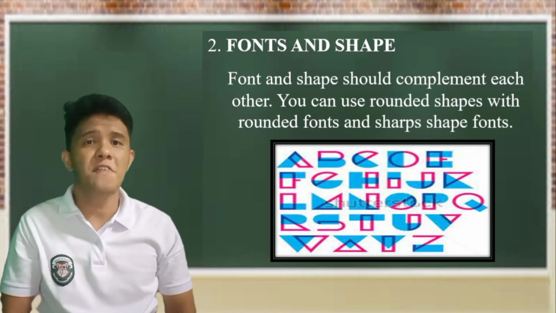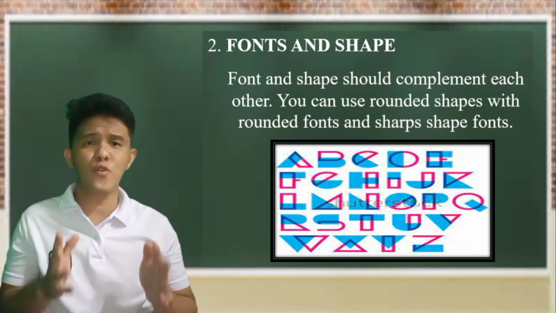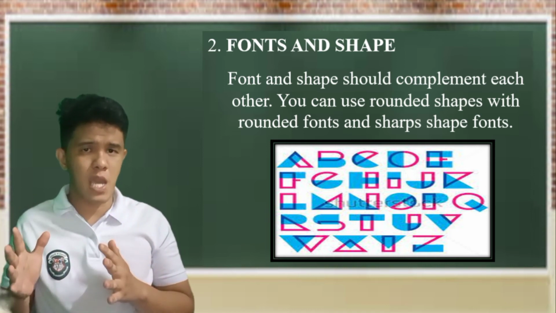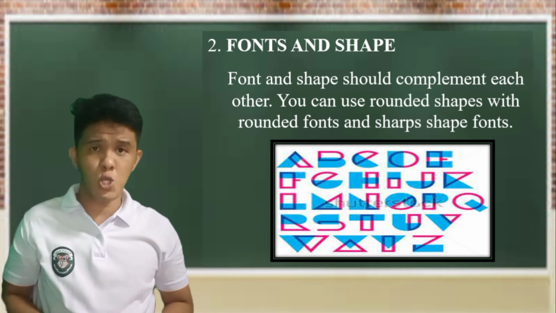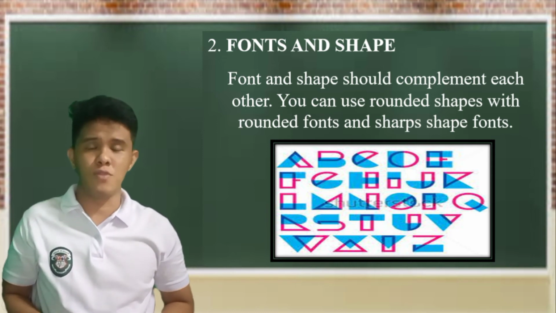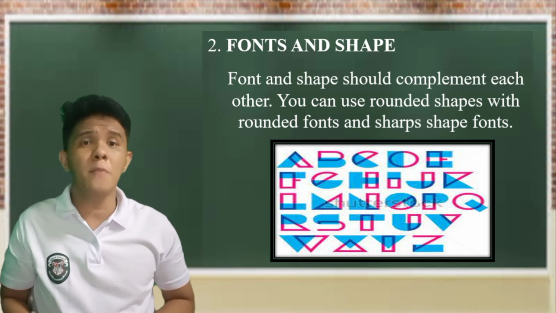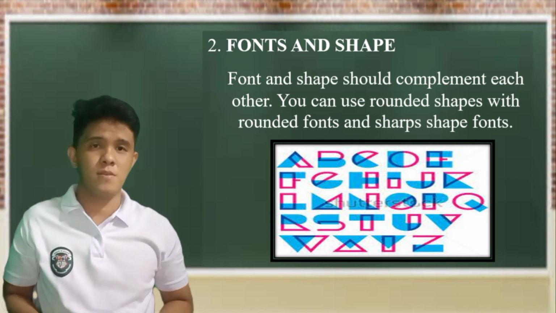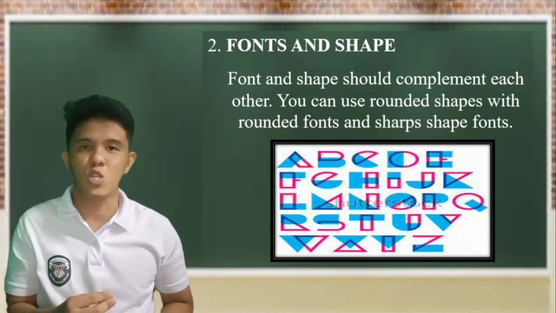Number 2 is font and shape. In this part, the shapes and the fonts need to complement each other. You can use rounded shapes if you use rounded fonts. On the contrary, you can use sharp shapes and combine them with sharp fonts. Again, number 2, fonts and shape.